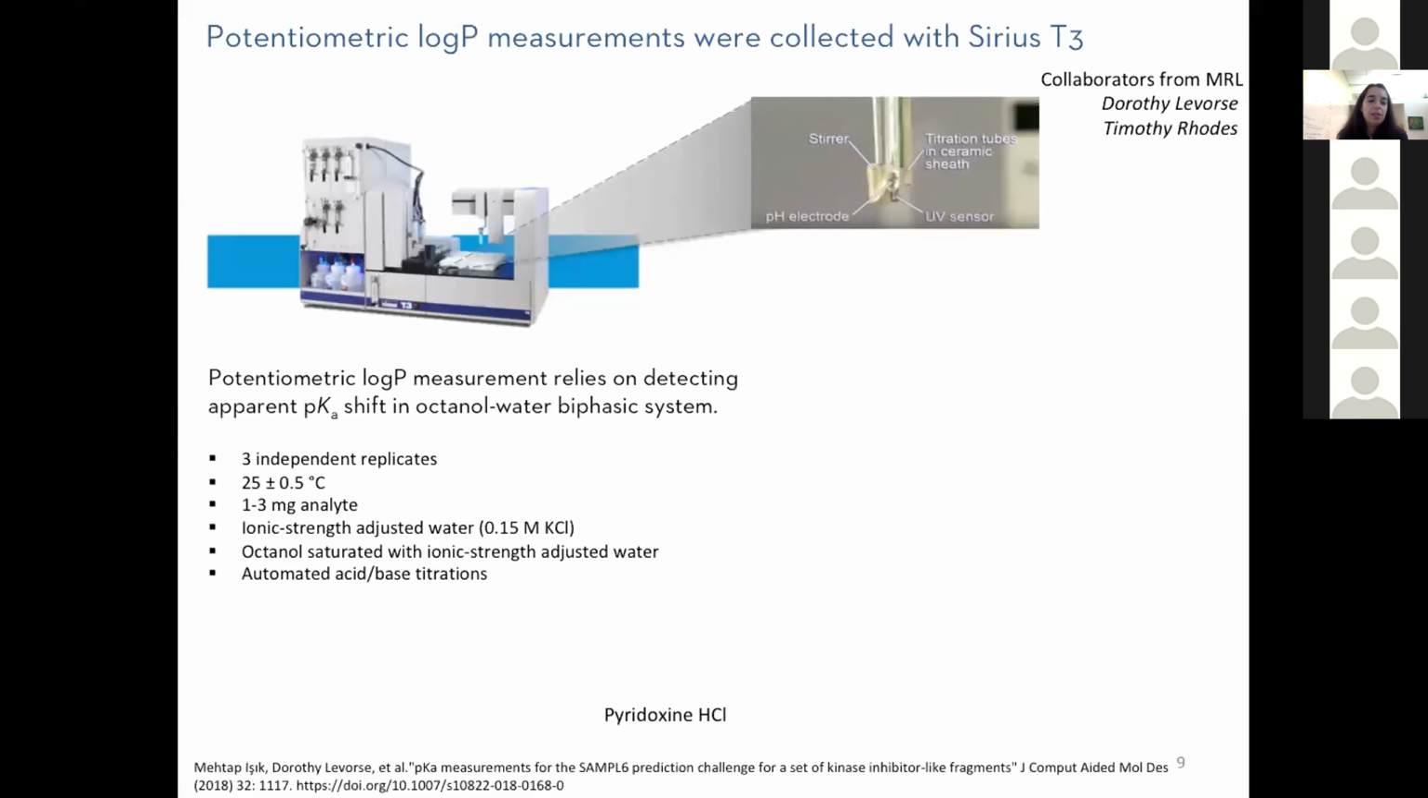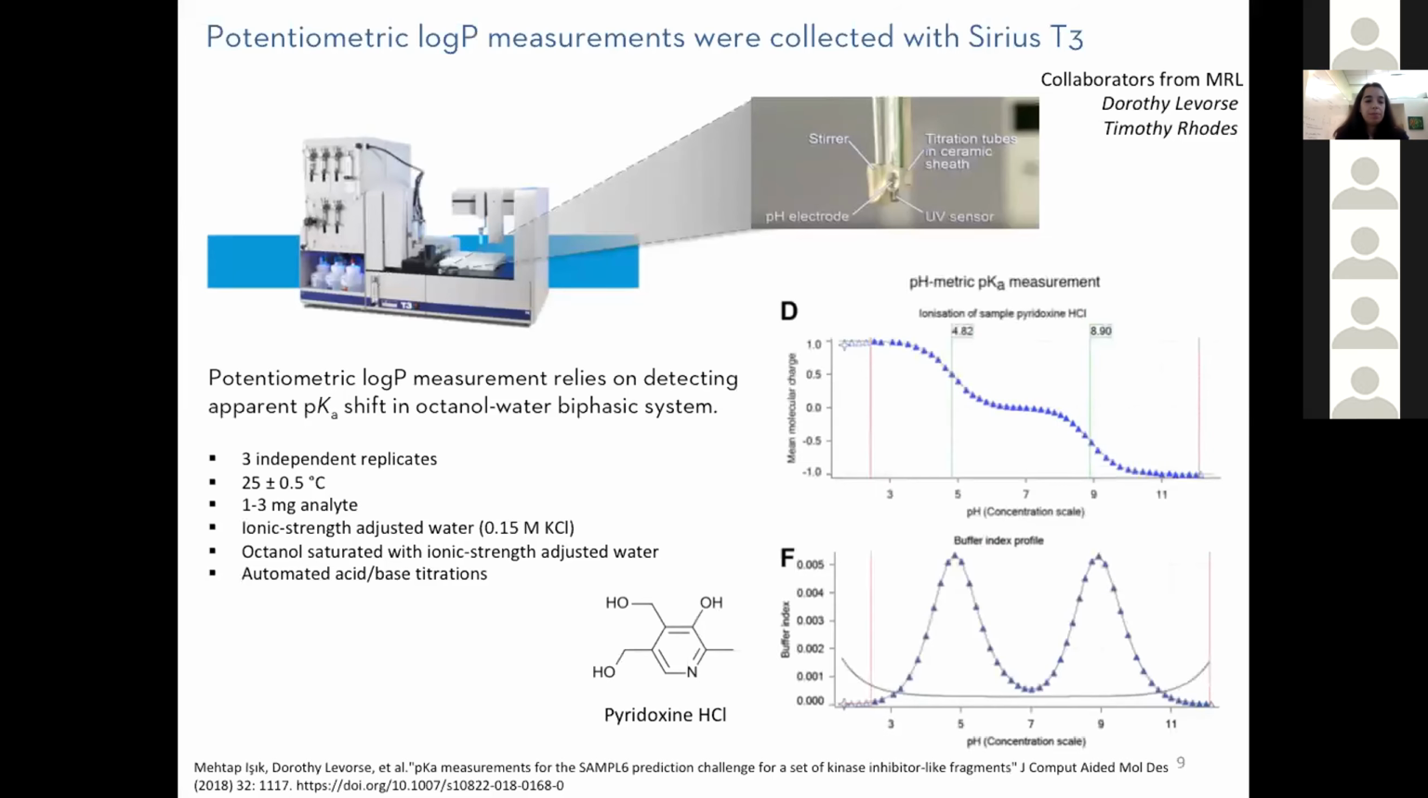Measurements were done at 25 degrees Celsius in ionic strength adjusted water and saturated octanol with water, and with automated acid-base titrations. This method relies on measurement of pKa. Therefore, you need molecules that have at least one titratable site. The pKa measurement method is potentiometric. And once you measure the pKa, you create different biphasic systems with different octanol water ratios and follow the apparent pKa shift to determine octanol water pKa.